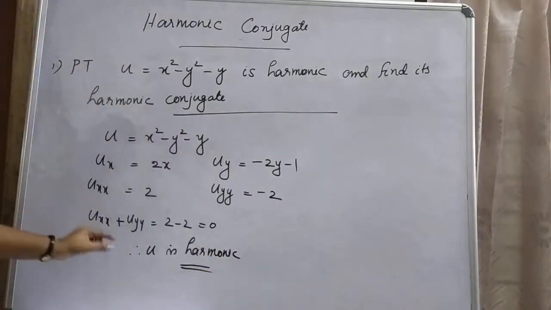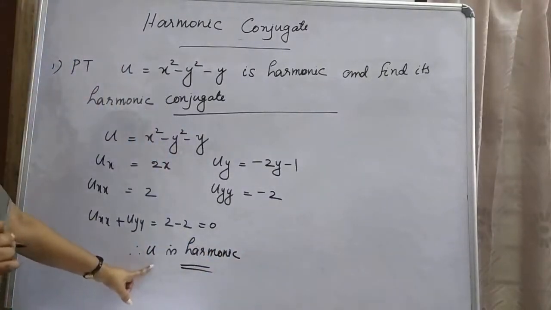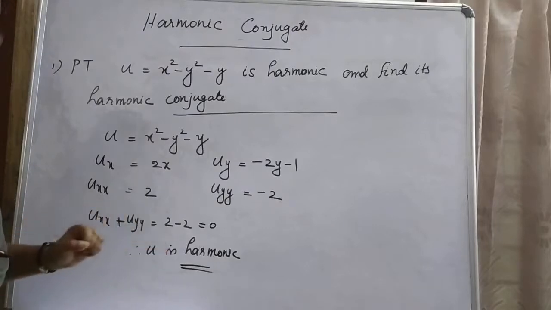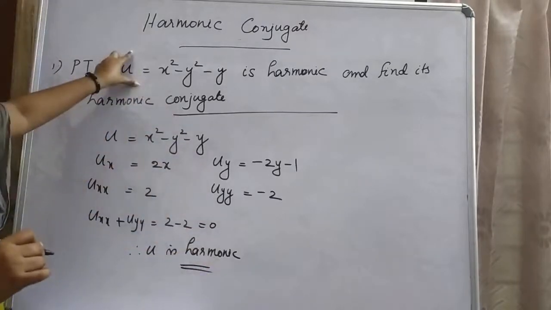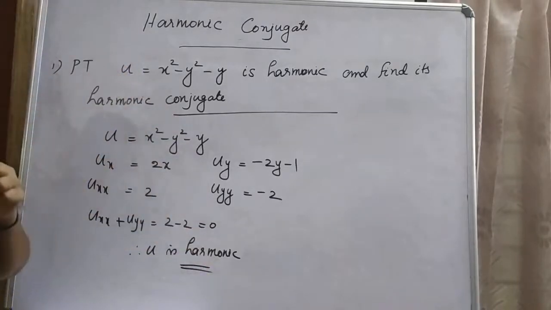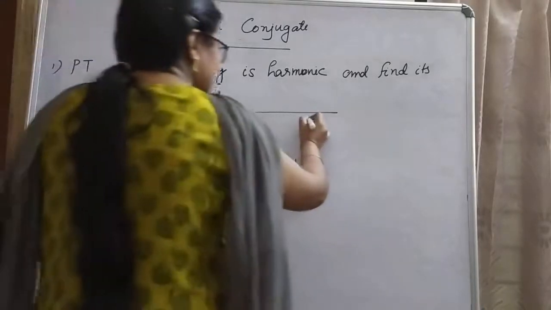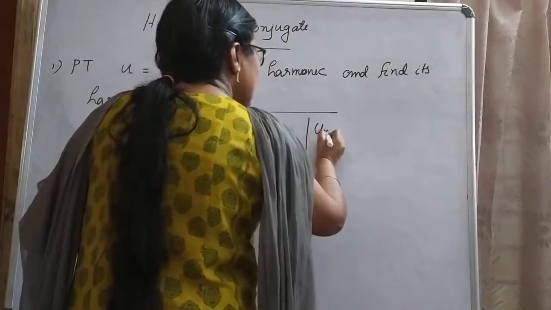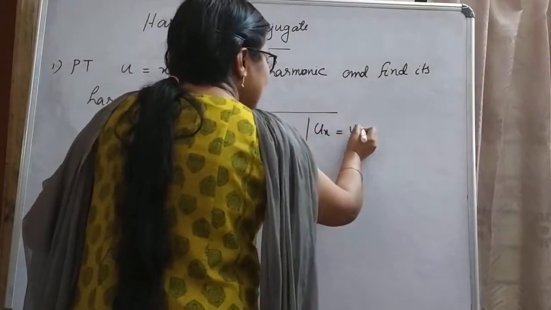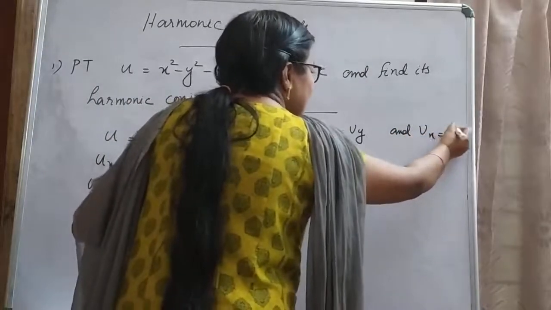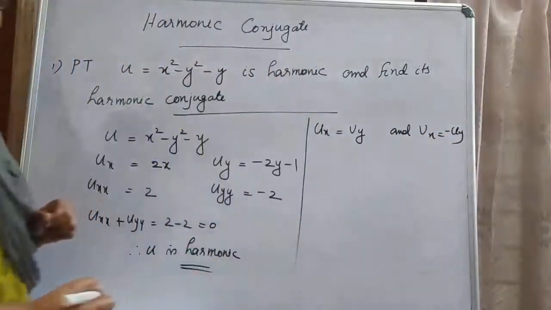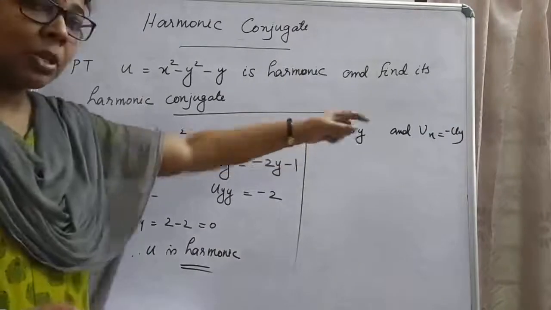Then we have to find the harmonic conjugate. Harmonic conjugate of u is v. For finding v, since u is harmonic, this function should be an analytic function. Therefore, it must satisfy the CR equations. The CR equations are ux equal to vy and vx equal to minus uy. It must satisfy the CR equations.